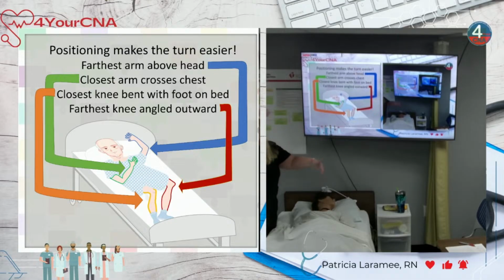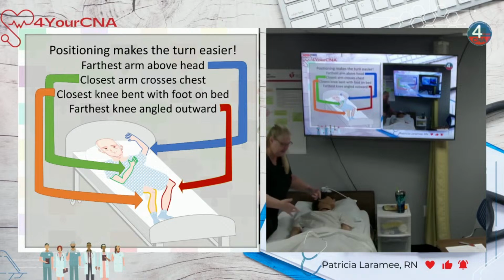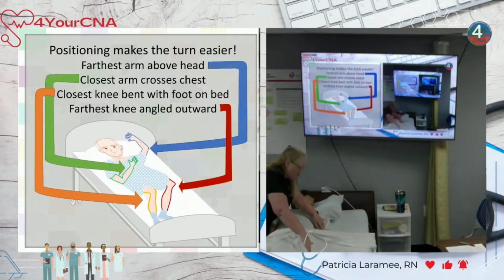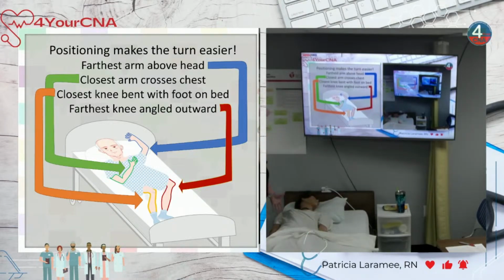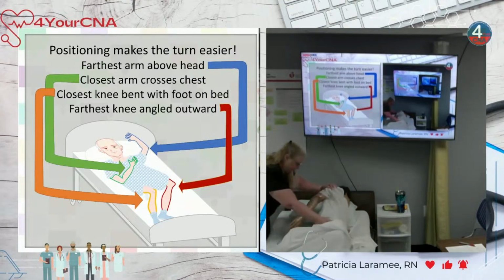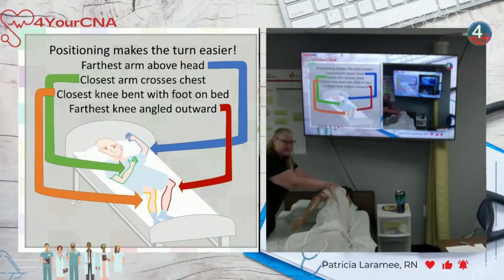Even with a side rail there, it's too close. If I don't position her arms and legs before the turn, it's going to look very awkward. So let me show you what I mean. If I scoot her toward me and try to just turn her without positioning her arms and legs, I'm going to put my hand here and here, but it's very awkward. You see how she's sliding that direction?